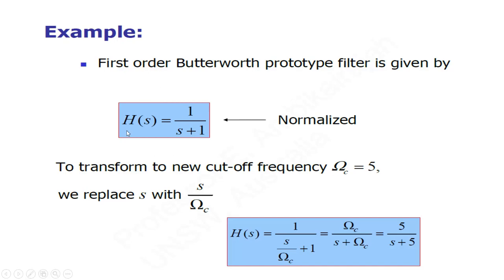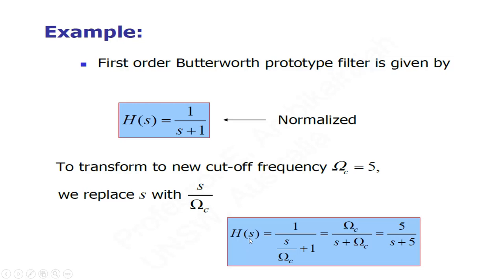The transfer function in S domain is given as 1 over S plus 1. It is a normalized transfer function because this 1 appears here, as I have previously explained in detail. Now, to transform this transfer function to a new cutoff frequency, which is omega C, as an example, let's say it is 5, we replace S in this transfer function equation. We replace S with S by omega C.